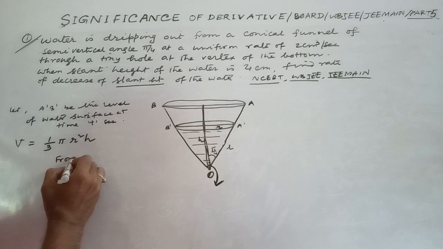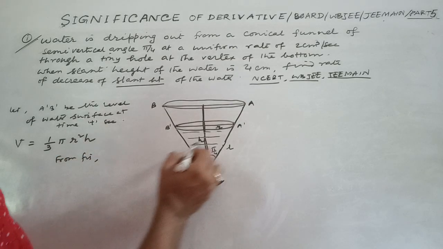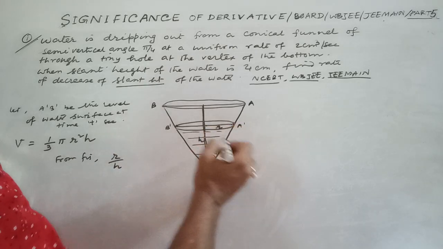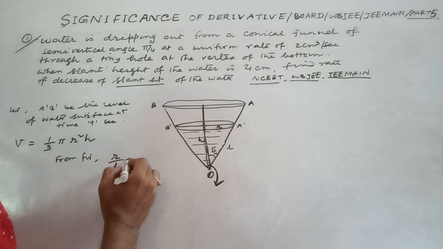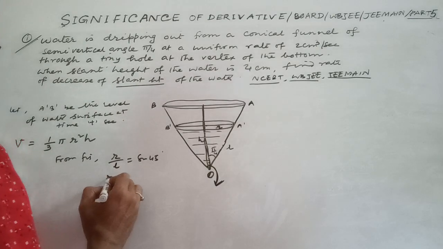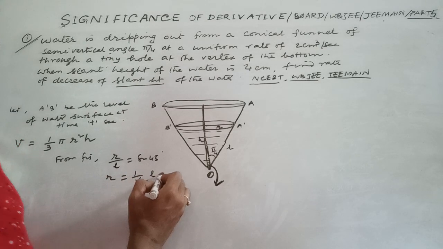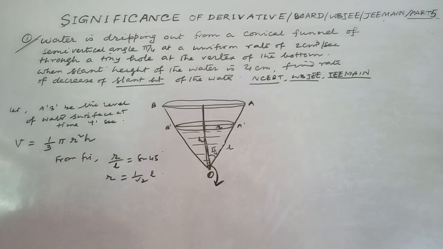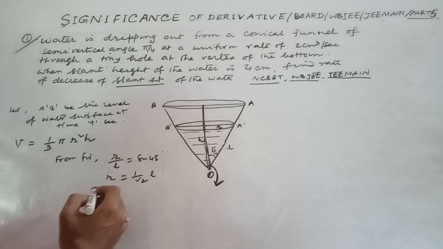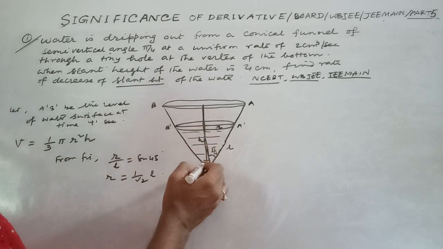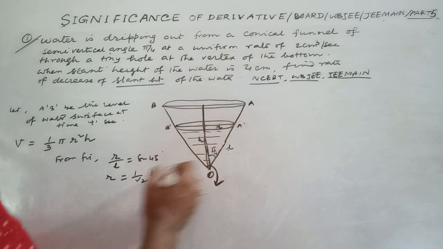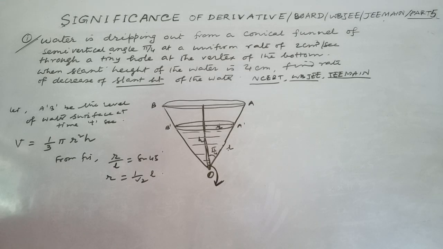So from figure, r by l, this is perpendicular by hypotenuse, r by l equals to sine 45. So what is r? 1 by root 2 L. So r by l equals to sine 45. So R equals to this.